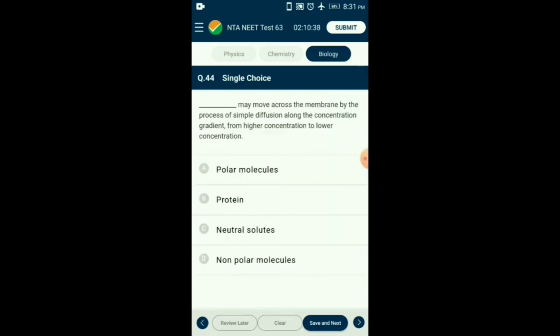Question number 44. Dash may move across the membrane by the process of simple diffusion along the concentration gradient from higher concentration to lower concentration. Cell membrane is selectively permeable to some molecules on either side. Hydrophobic lipids do not allow movement of water and charged ions across the membrane. Many molecules can move across the membrane by the process of simple diffusion along the concentration gradient. So the answer is option C, neutral solutes.